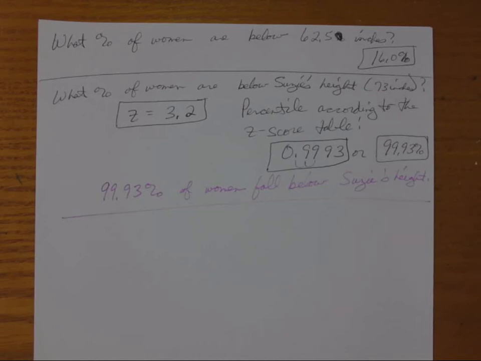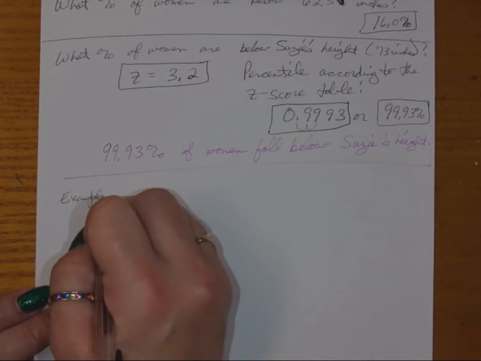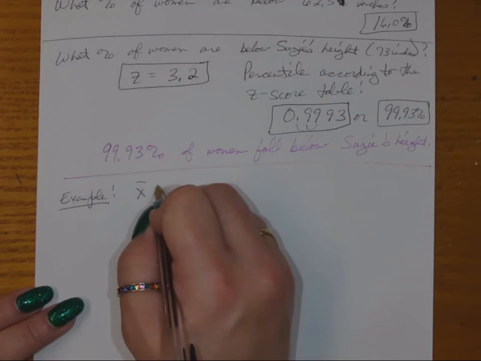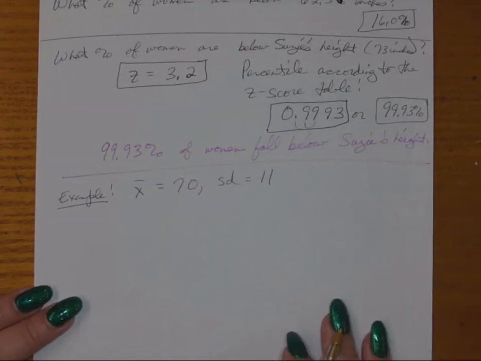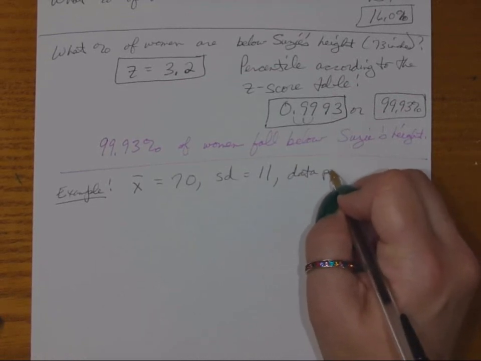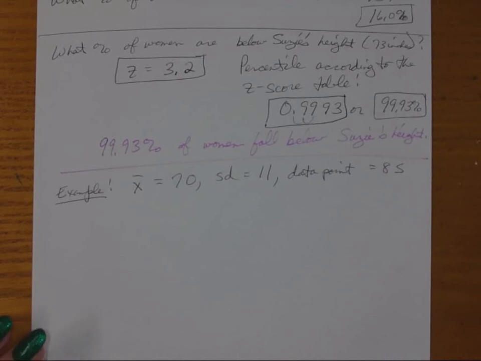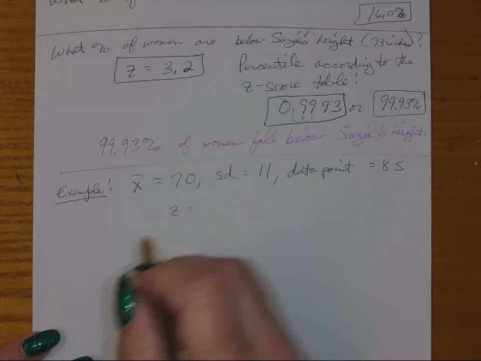Yeah, some of these get pretty easy to work out. You're just told, for example, that the average is 70 and the standard deviation is 11, and my data point is 85. What's the z-score? That's what it wants to know. Well, that's pretty easy. You're just going to plug it into that formula.